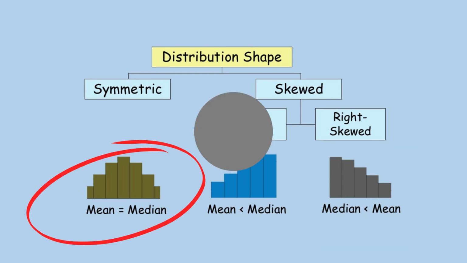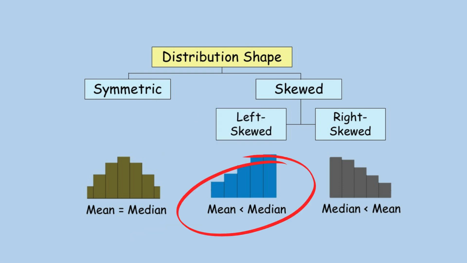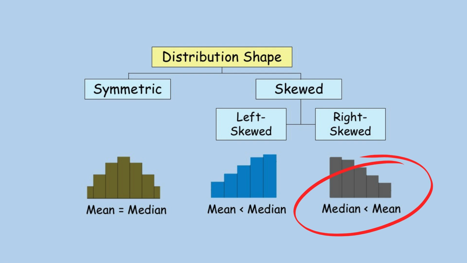Quick recap. Symmetric: mean equals median. Left skewed: mean less than median. Right skewed: median less than mean.